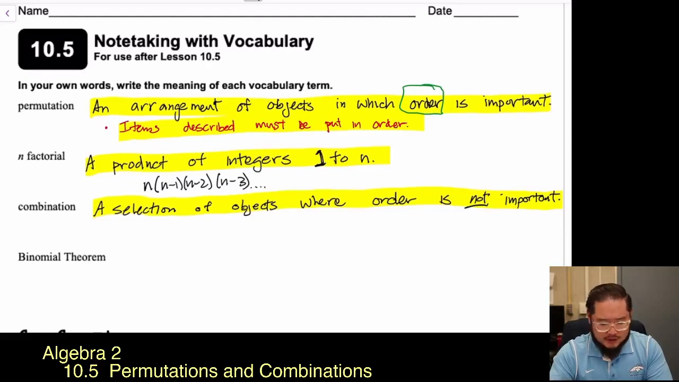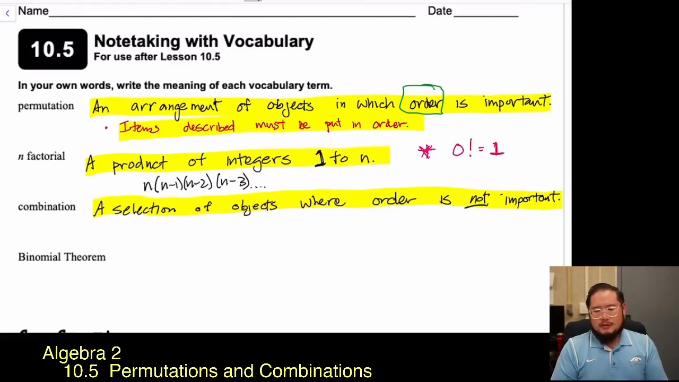One thing to note and to memorize is that if you take 0 factorial, that actually equals 1. Okay? So that's one of those key fun facts for you to memorize.